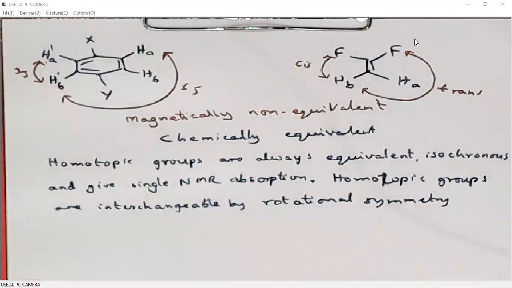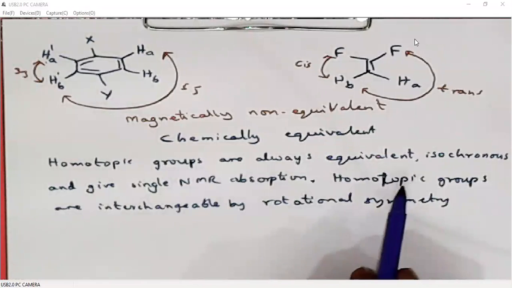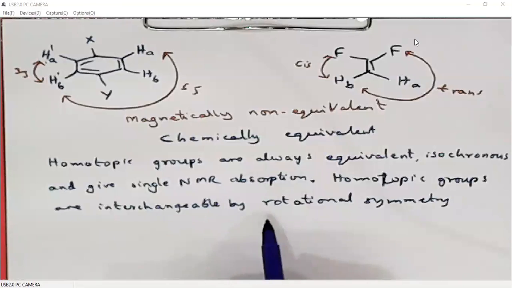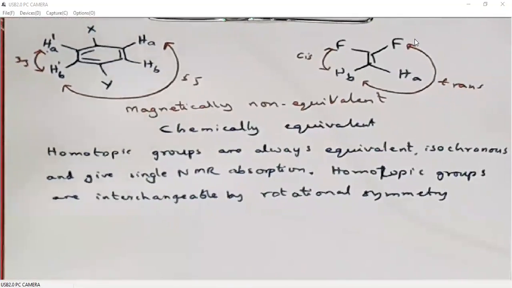Now we look at homotopic groups. What are homotopic groups? Homotopic, enantiotopic, and diastereotopic, these words are from stereochemistry. When we have homotopic groups, they are always chemically equivalent, isochronous, so they don't split each other. They will give only a single NMR absorption, only one peak. Homotopic groups are interchangeable by a rotational axis. When we operate a rotational axis, these homotopic groups are interchangeable.